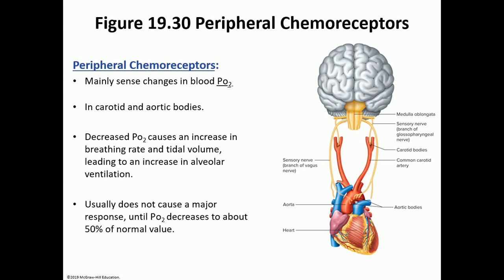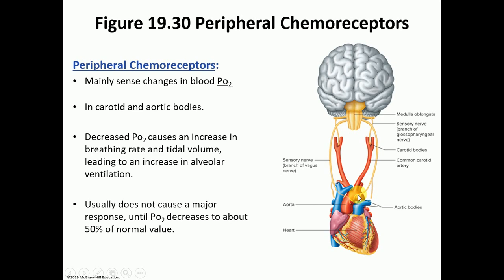So we'll take a look at the peripheral chemoreceptors. Your peripheral chemoreceptors are found in the arch of the aorta and in the carotids. They're known as the aortic bodies and the carotid bodies. These are just little receptors that pick up changes in chemistry, hence the name chemoreceptors. And the peripheral chemoreceptors basically pick up change in the partial pressure of oxygen, or PO2.